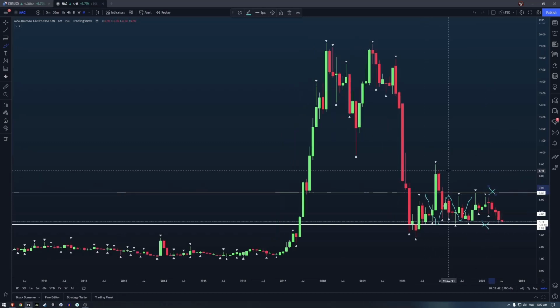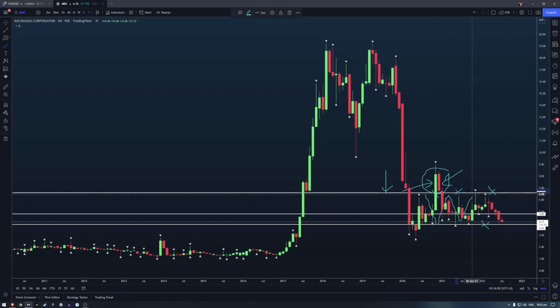Pwede nating sabihin na itong nangyari dito was just a slight overshoot. Lumagpas lang tayo ng konti kasi if we check, we can actually see na ito, nag-break out. Ito, nag-break back down. Itong previous na level of resistance, nag-act as support dito. And then when we broke down, ito rin yung nag-act ulit as resistance, maintaining our original range.